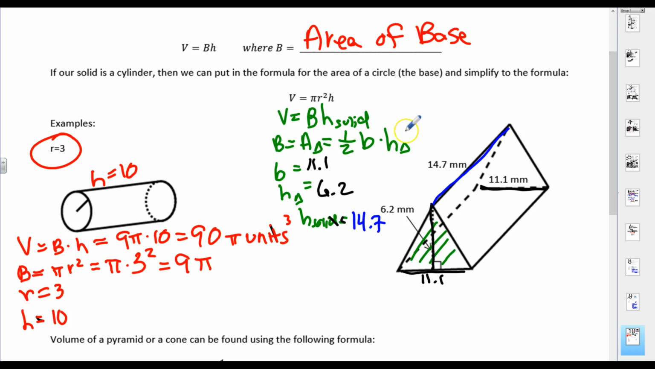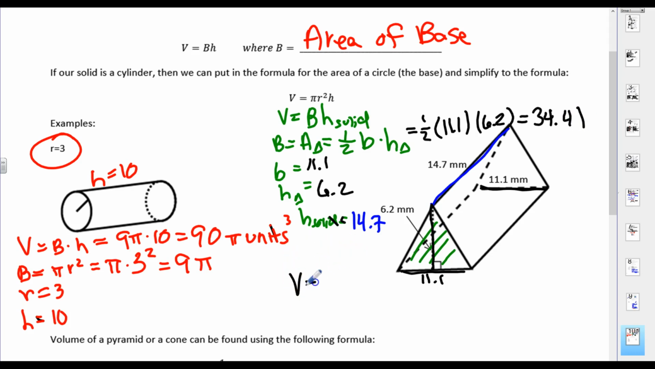The area of this triangle, let's go ahead and work this out. The base area is going to be 1/2 times that 11.1 times 6.2, which works out to be 34.41 when you work it out. So now we can plug into volume because we have everything we need.